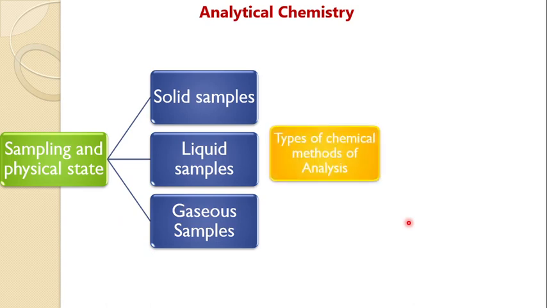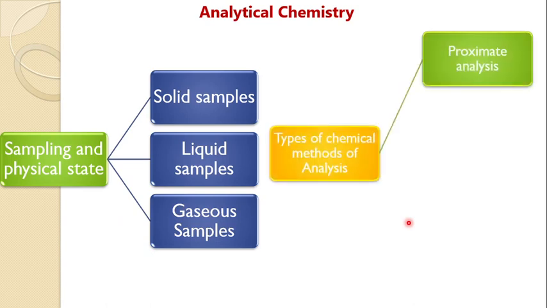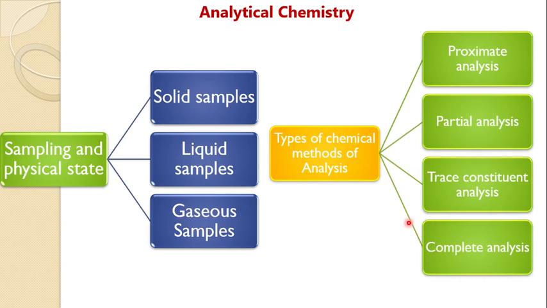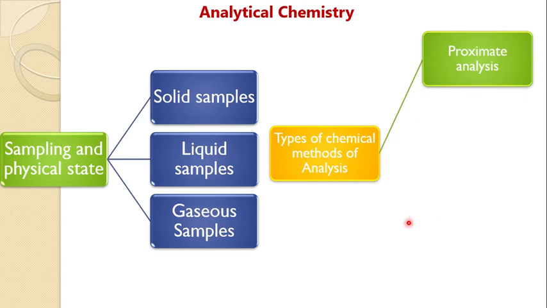Then the types of chemical methods of analysis: proximate analysis, partial analysis, trace constituent analysis, and complete analysis. So we can see one by one what is meant by proximate analysis. In proximate analysis, the amount of each element in the sample is determined, but not all the compounds.